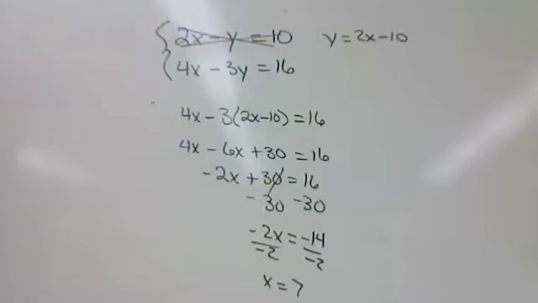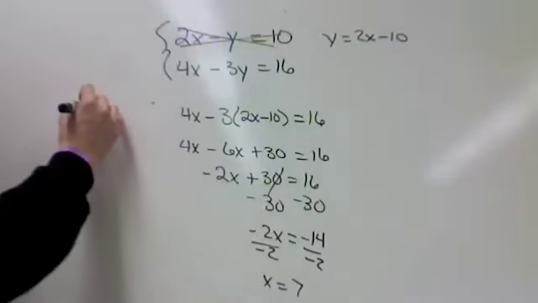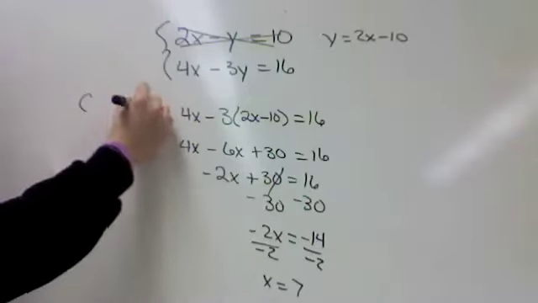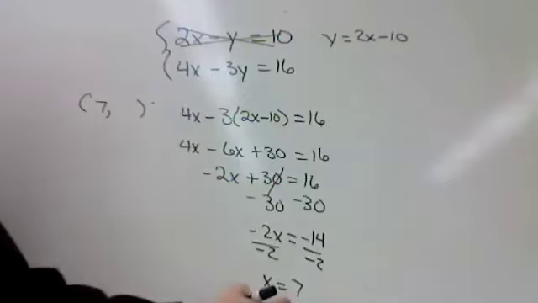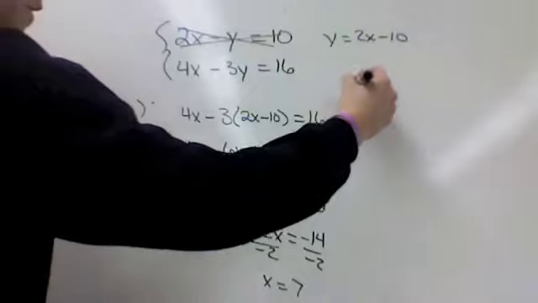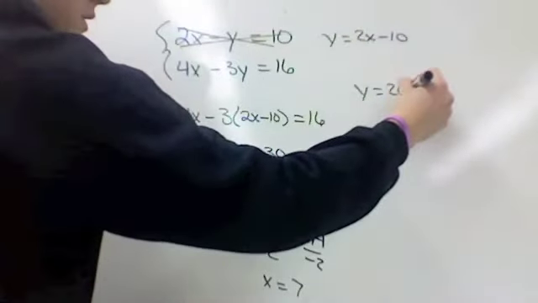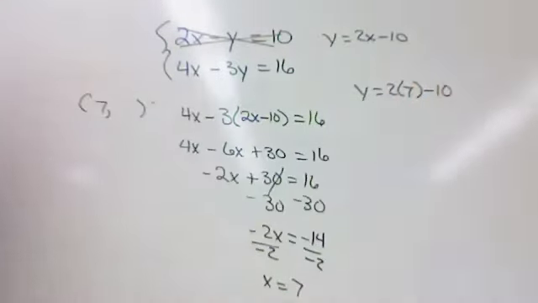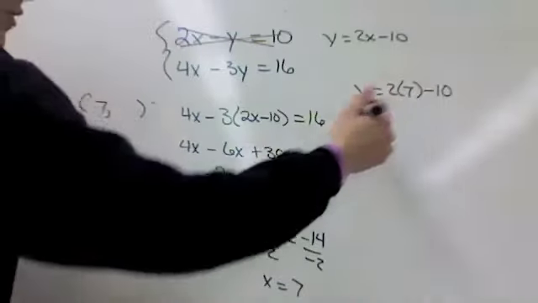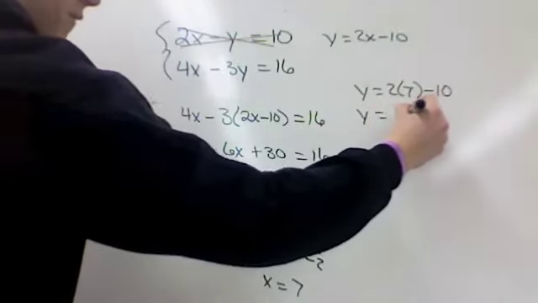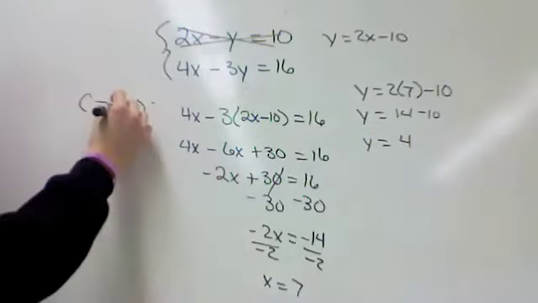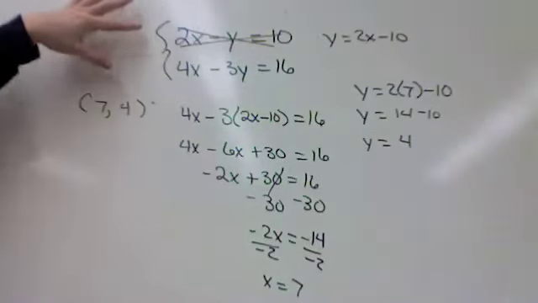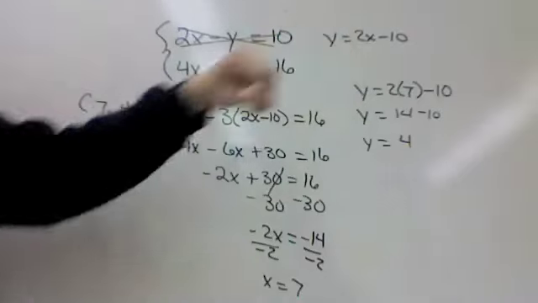So now we're not done, because remember, we have to find an ordered pair. So 7 is going to be our first number. We're going to substitute in 7 for x up here. So y equals 2 times 7 minus 10. Then we multiply 2 times 7 and get 14 minus 10, and y equals 4.